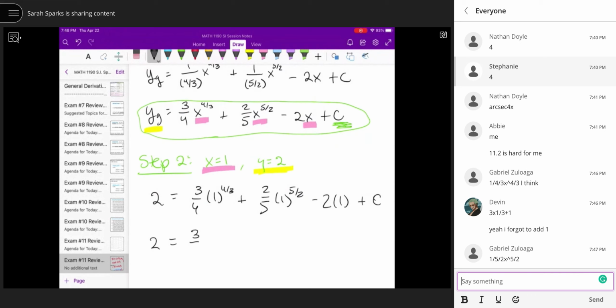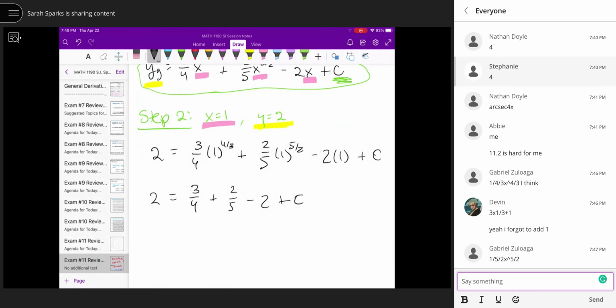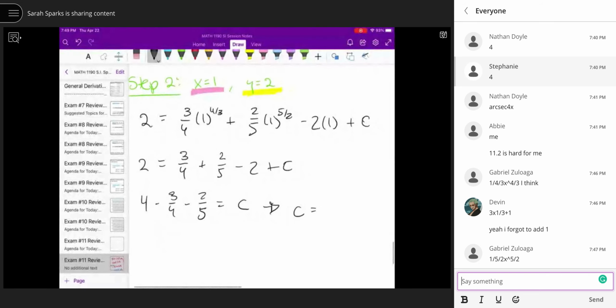Then we just have to simplify. 2 is equal to 3/4 plus 2/5 minus 2 plus c. And then we get 2 plus 2 is 4. So we're going to have 4 minus 3/4 minus 2/5 is equal to c. And at this point, you can just plug that in your calculator using your fraction button, right? And you should get c is equal to 57/20.